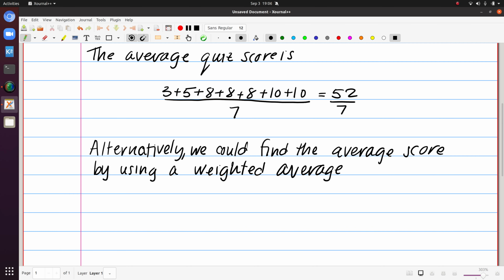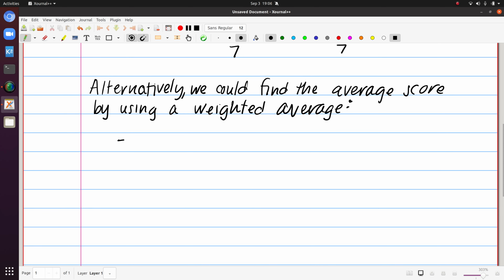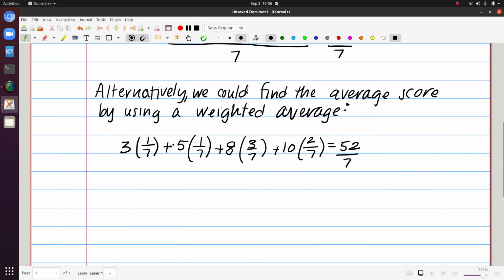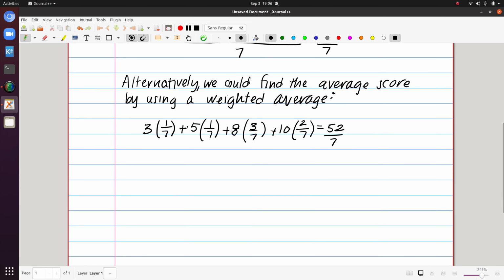So I could take the score 3, weight it by the fact that 1 out of 7 students had it, take the score of 5 and weight that likewise by 1/7. The score of 8, we had 3 out of 7 students had it, and the score of 10 had 2 out of 7. We get the exact same result, but this is something we can generalize a bit to situations where we have different outcomes that have different probabilities of occurring. So this leads to what we're going to call the expected value.